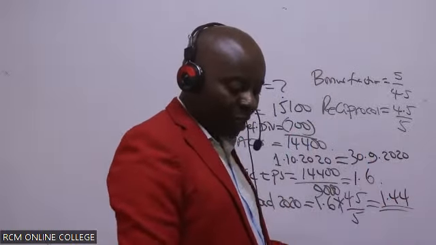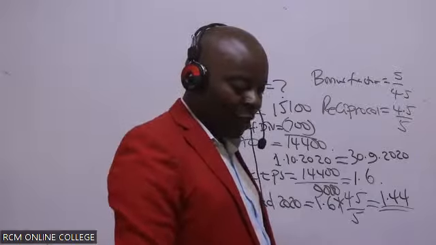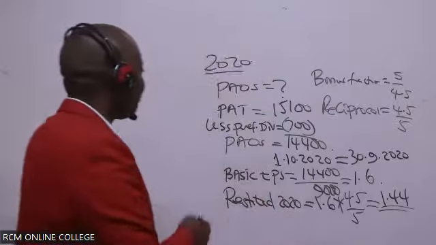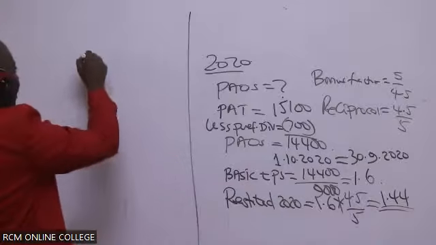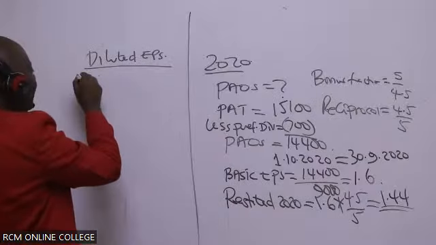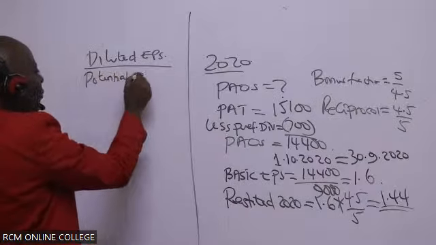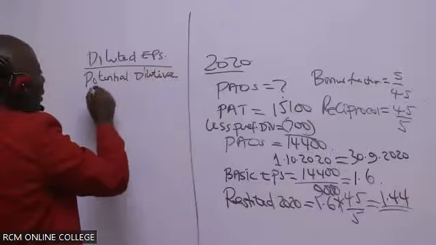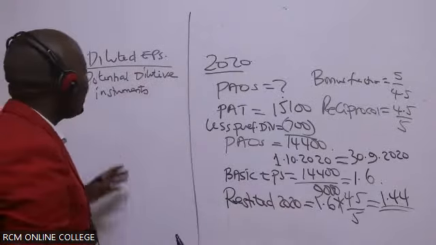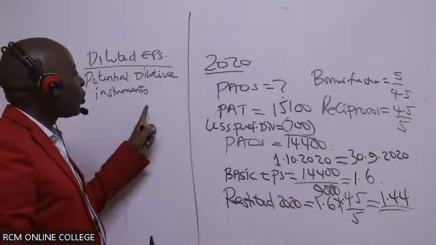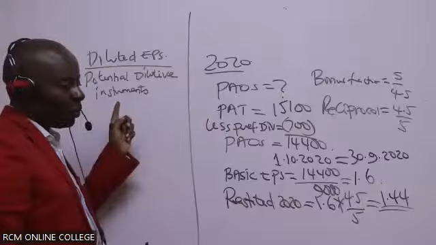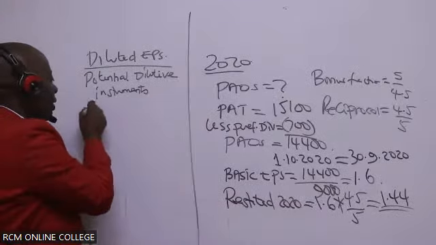And then if you allow me, I'll go to Roman 3. Here we have diluted EPS. So you look for the potential dilutive instruments, those that will decrease the EPS. Any instrument that will lead to EPS reducing is a potential dilutive instrument. In this case there are only two. Which ones are these? We start with the options.